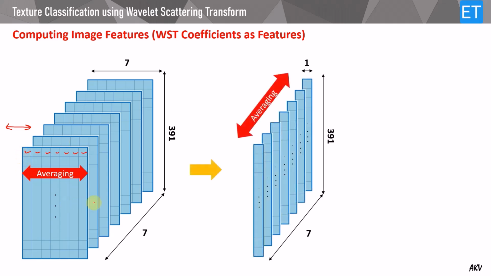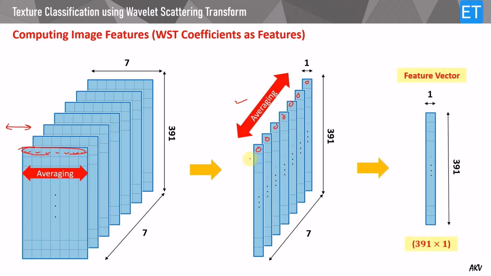So you get these 7 columns, right? This first value is the average of these 7 values. That is performed for all rows. And then we do the averaging in this third dimension. So this coefficient, this one, this. These all 7 coefficients will be averaged together to make a 1. So at the last you get this single array of size 391 by 1. That will be used as a feature vector for an image.